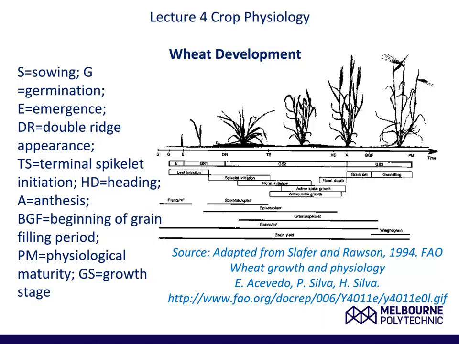Then you have a number of stages of growth. These can be ranked from double ridge appearance, terminal spikelet initiation, heading, anthesis, beginning of grain filling of the grain, and physiological maturity. Once you understand what a wheat plant looks like, you will be able to differentiate these stages.